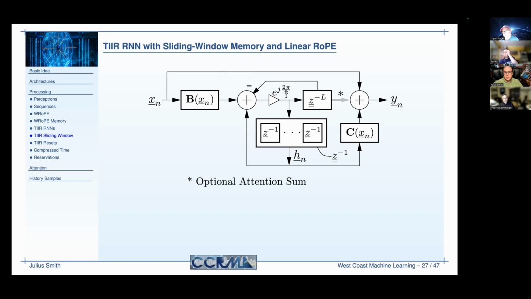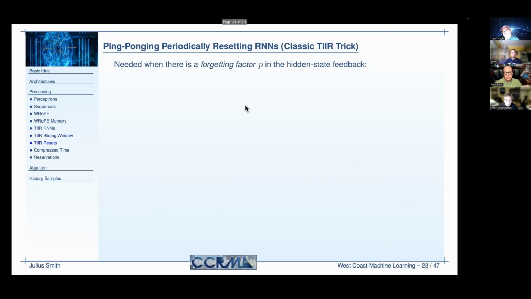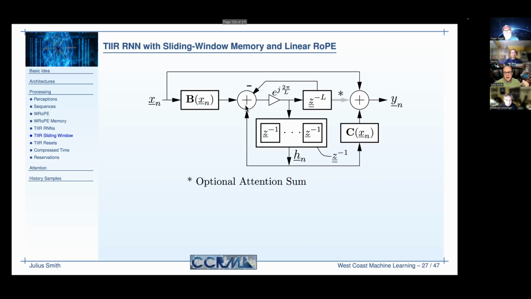So if these were floating point and you had round off error anywhere in this loop, then this subtraction would not be perfect, and you would not exactly cancel the tail. And that would be a problem. And there's a fix for that, which we can talk about sometime. It's the standard TIIR trick. But this is, I think, really cool.